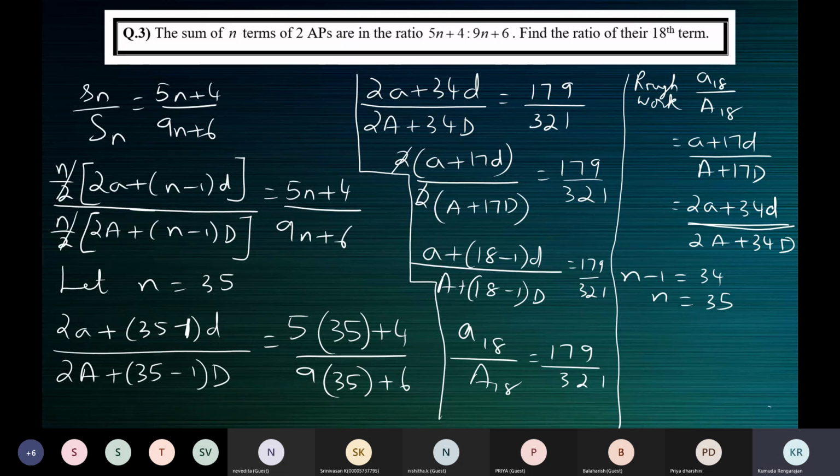Is it understood, children? So the value of n depends on what ratio you have to find. If you have to find the ratio of the 25th term, the value of n will be different. You will have to work and find the value of n in the same way as we have done in the rough column.